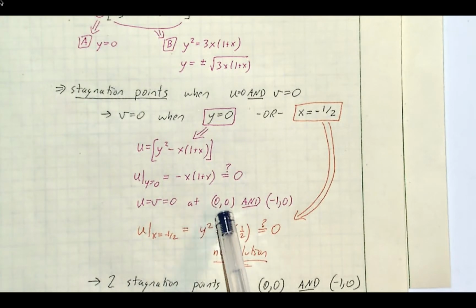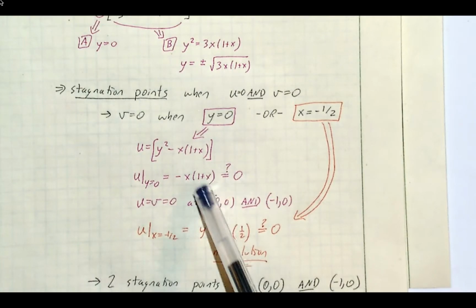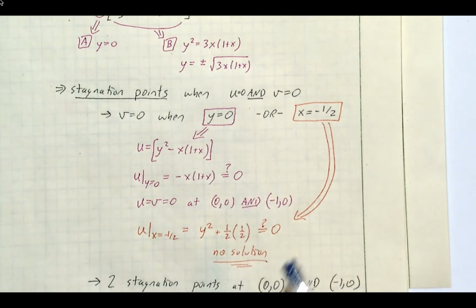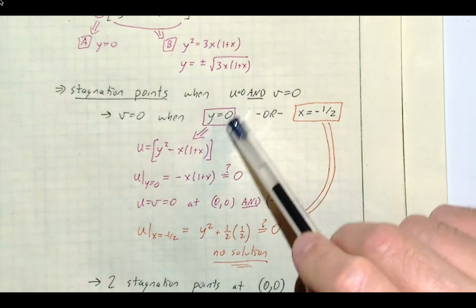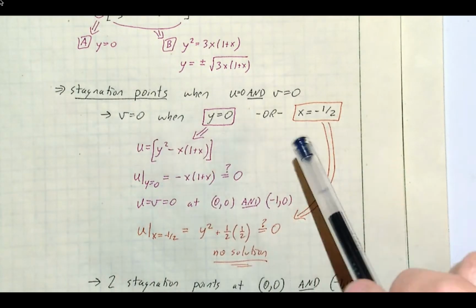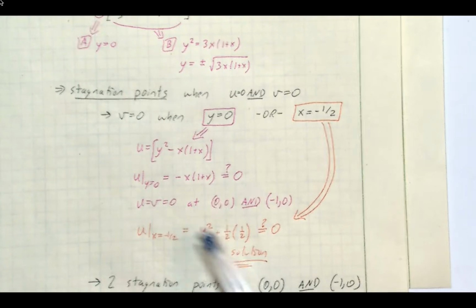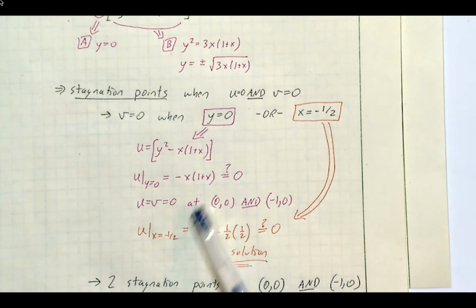That's when v and u are both 0. Or the second term. Well, this second term is 0 when x is minus 1. So we should get another stagnation point at minus 1, 0. So two stagnation points associated with that condition for v equals 0. The other condition for v equals 0 is that x is minus 1/2. We plug that into the definition of u, right?